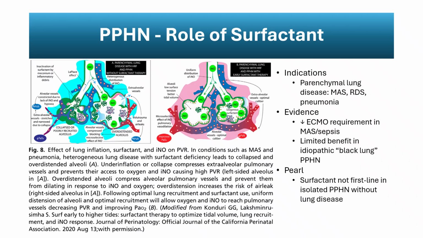However, surfactant is not first line for isolated PPHN without lung disease, as it does not address elevated pulmonary vascular resistance in structurally normal lungs and may transiently increase bleeding risk in unstable infants. Timing and dosing are critical. Surfactant should be given after initial stabilization and optimization of ventilation to maximize alveolar recruitment and gas exchange.